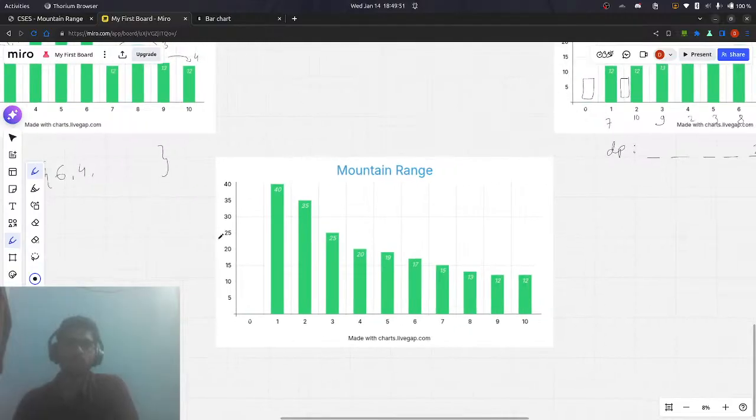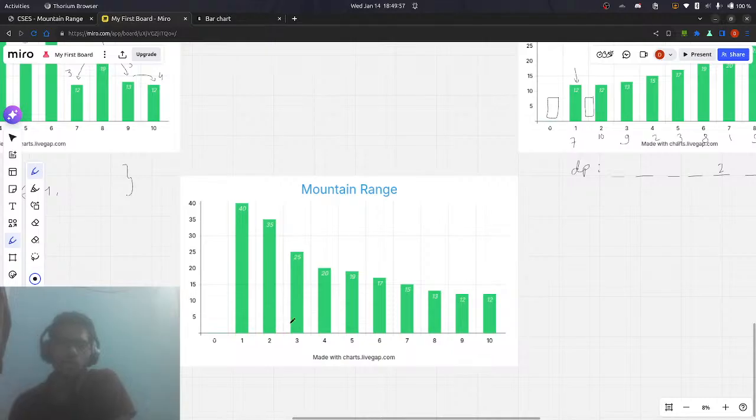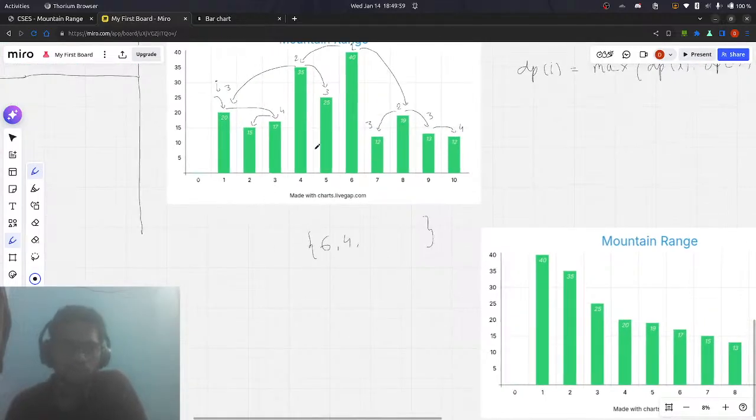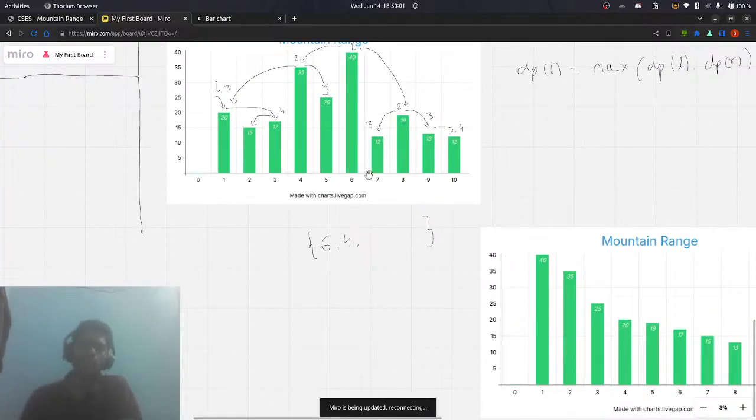Now for 25, which is 5. What is the upper bound, and what is the lower bound?